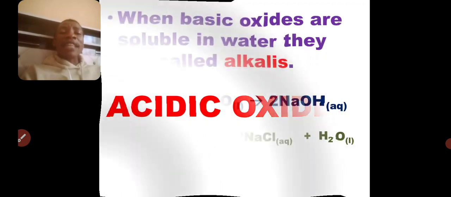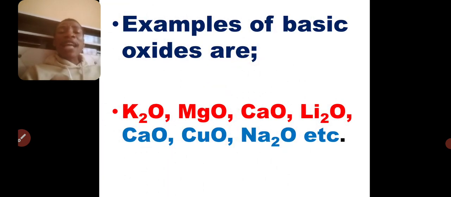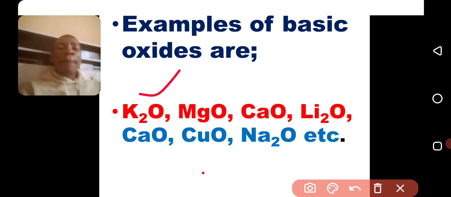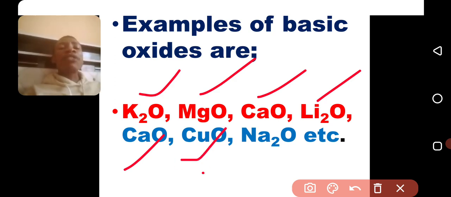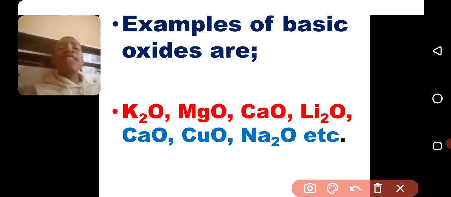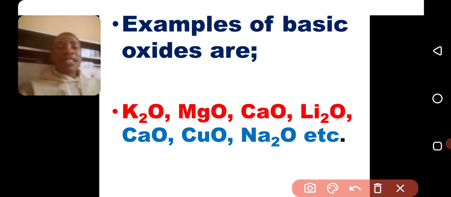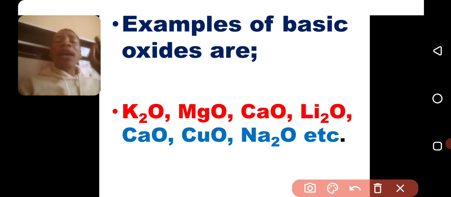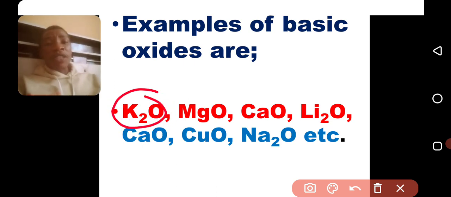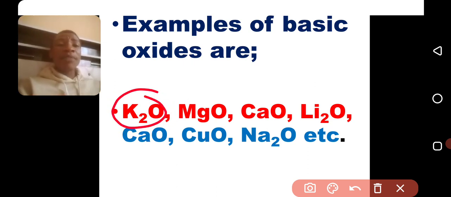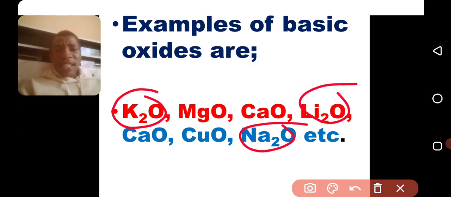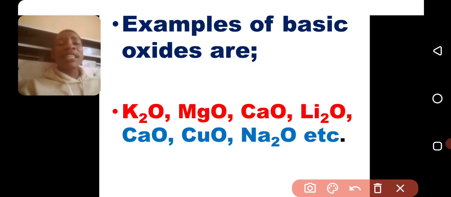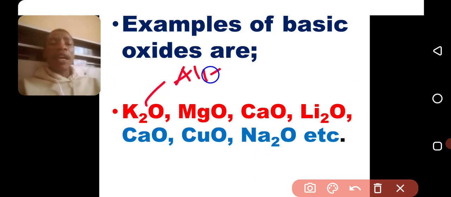Examples of basic oxides are potassium oxide, magnesium oxide, calcium oxide, lithium oxide, copper 2 oxide, sodium oxide, and any oxide of metals that exists. Now, when the metal is a group 1 element, they are usually soluble in water. Like potassium oxide, potassium is a group 1 element, sodium oxide is a group 1 element, lithium oxide is an oxide of a group 1 element. So they are alkalis. They are soluble in water.